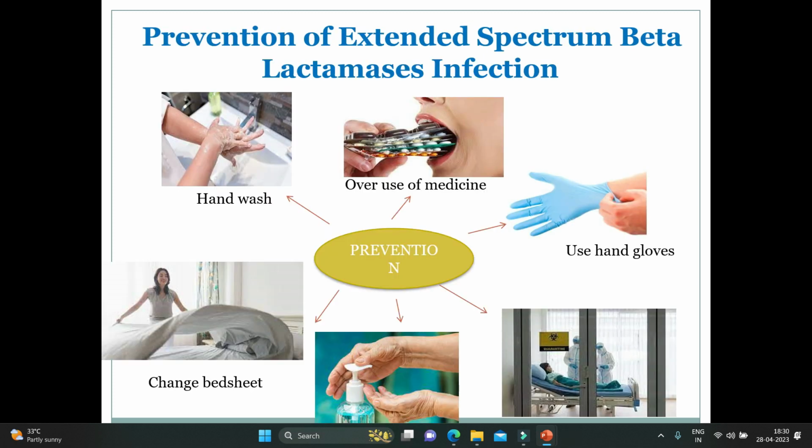So prevention of extended spectrum beta-lactamase infection: wash your hands frequently, reduce the overuse of medicine, change bed sheets, use hand sanitizer. If a person is suspected of or suffering from ESBL positive infection, isolate the patient and use hand gloves.